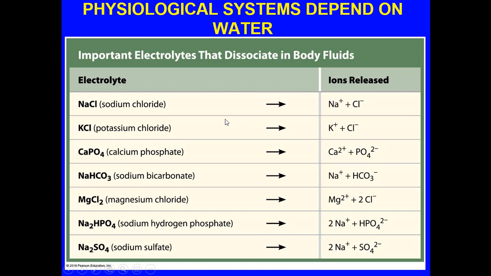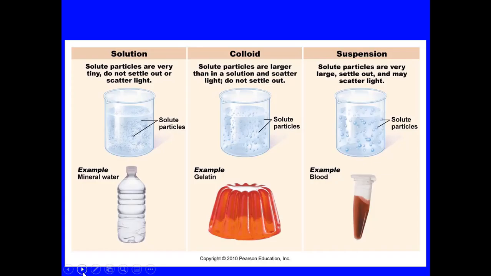Now, important electrolytes that dissolve in body fluids. Yes, I do expect you to know these. I don't necessarily expect you to know all of the chemistry symbols, but be somewhat familiar with things like sodium chloride, potassium chloride, calcium phosphate, sodium bicarbonate, magnesium chloride. Those big five you're going to see time and time again throughout this entire course. So it's going to help you. It would be nice to at least be somewhat familiar with these other two, sodium hydrogen phosphate and sodium sulfate. All of these dissolve in body fluids.